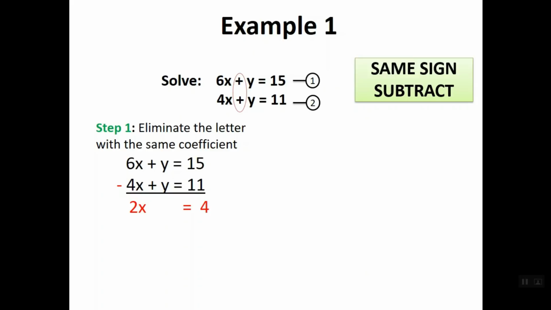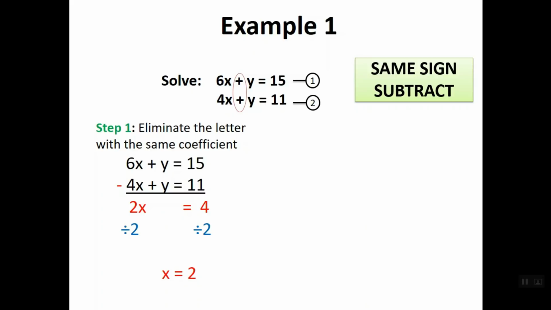And now it's just for me to solve for my unknown, in this case x. In order to solve for x, the 2 is being multiplied by the x. So all I need to do now is to do the opposite of multiplication, which is to divide both sides of the equation by 2 in order to solve for my unknown, which is x. So I divide both sides by 2, I get x is equal to 2.